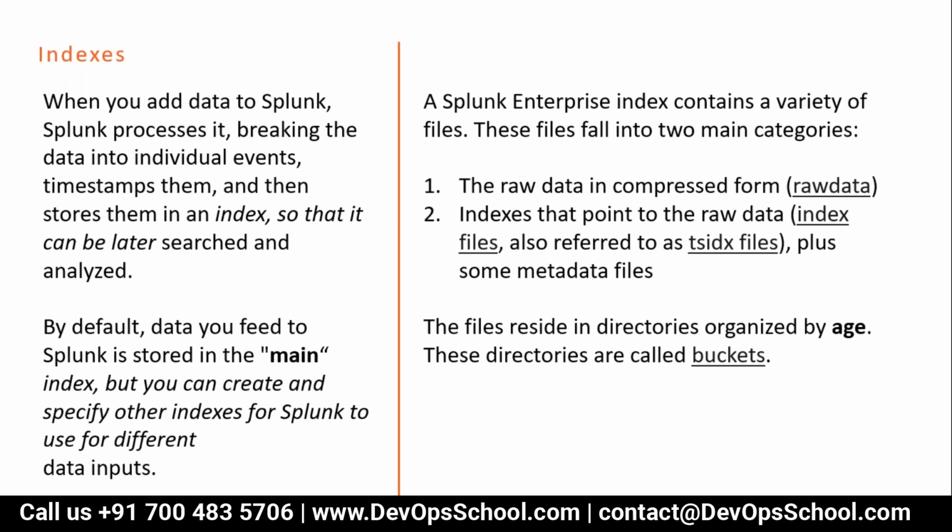The Splunk Enterprise index contains a variety of files. These files fall into two main categories. One is the raw data, in a compressed form. The second category is the index files, also referred to as TSIDX files, which point to the raw data, plus some metadata files. So the TSIDX file is basically pointing to the raw data. The files are retained in directories organized by age, and these are called buckets, which we have discussed.